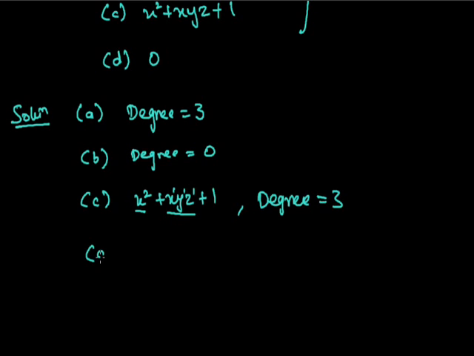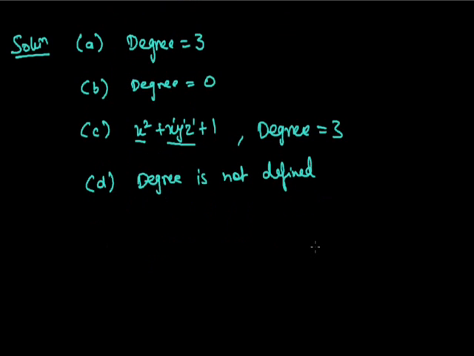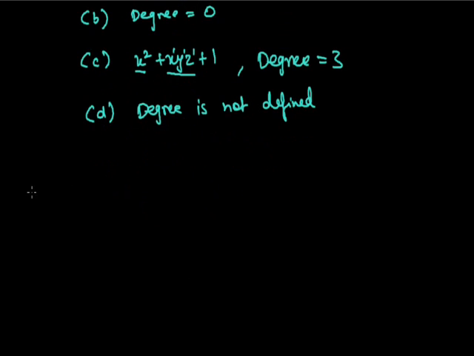And in the fourth case, the polynomial is 0. And as we know, in the case of the 0 polynomial, power of the variable is not defined. So degree is not defined in the case of the fourth polynomial, that is 0. So power of this polynomial is not defined, that's why degree is also not defined. So in this way we need to find out the degree.